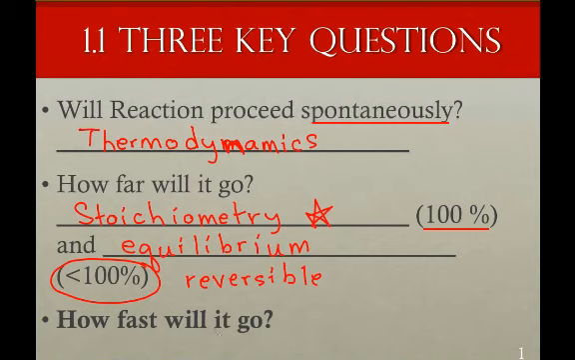Now, the next one is what we're doing in this unit. How fast will it go? And that's kinetics. Now, there's a pretty tight mathematical relationship between equilibrium and thermodynamics. And frankly, we'll be using stoichiometry in that as well. But the link to kinetics is weak.